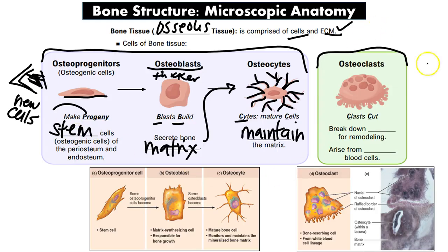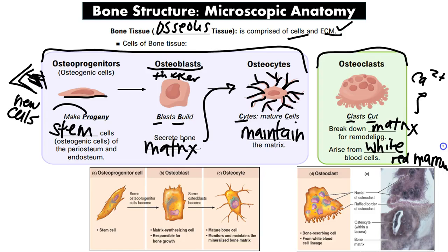Okay. Now, the next group of our cells of the bone is going to be osteoclasts. So clast means to cut. What are you really doing? You're breaking down bone matrix. And we know that you can release calcium to do that if necessary. And the real goal of this is to basically make sure you can fix or change things that are happening within the actual bone. So just keep that in mind. And these are going to arise from white blood cells. The white blood cells come from red marrow in the bone. So just keep those details in mind.